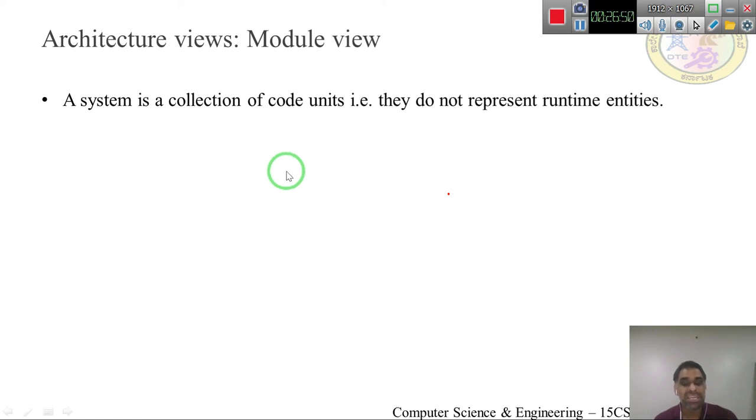It is the collection of code units, units of implementation. Basically they do not run, that's why they do not represent runtime entities. So module represents a code-based way of considering the system. They are assigned areas of functional responsibilities. There is less emphasis on how the resulting software manifests itself at runtime.